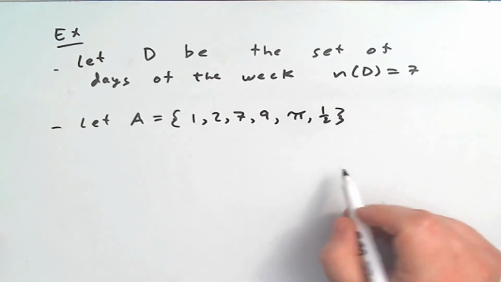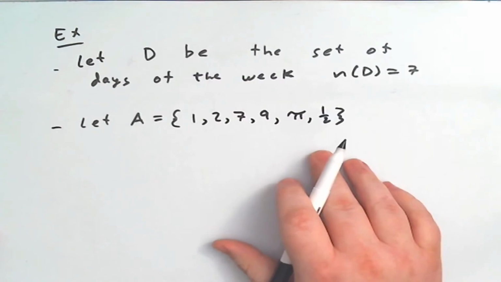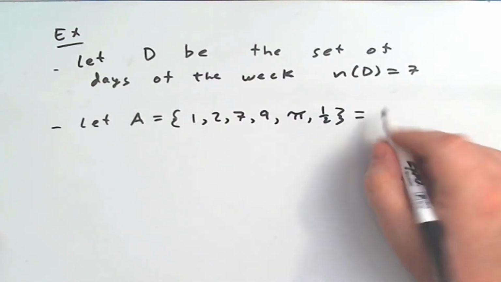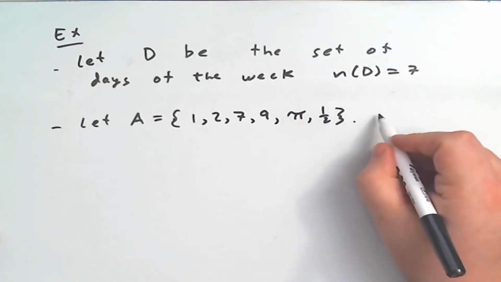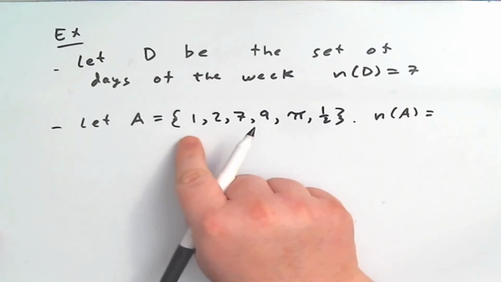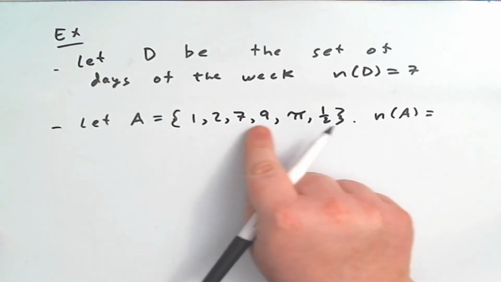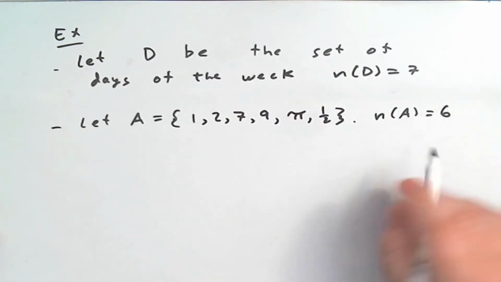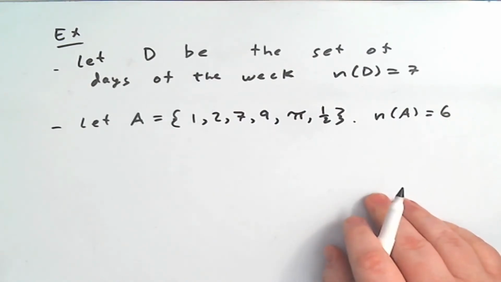Okay. Again, this is a finite set, so we can count. This is fairly straightforward. So what would be the cardinality of the set? So the cardinality of A would then be, well, we count them up: 1, 2, 3, 4, 5, 6 elements. So the cardinality of A is 6.